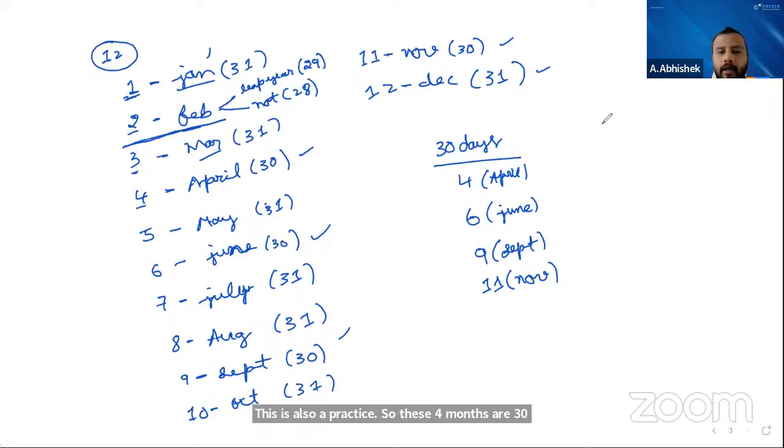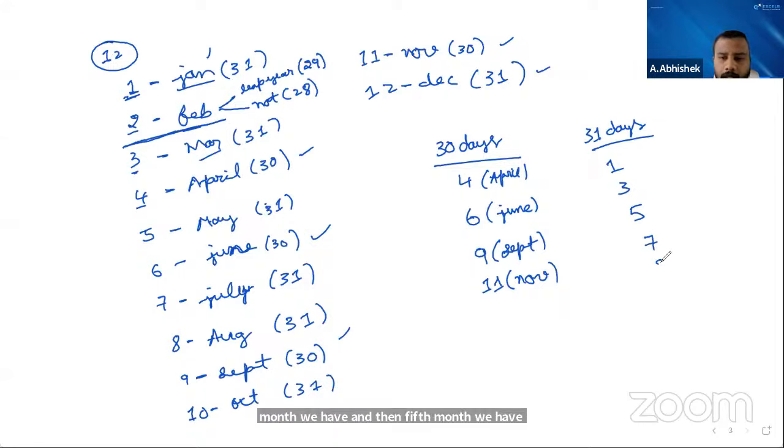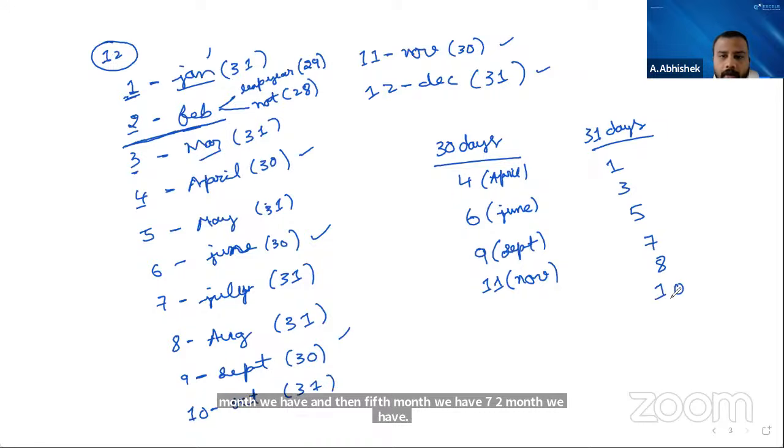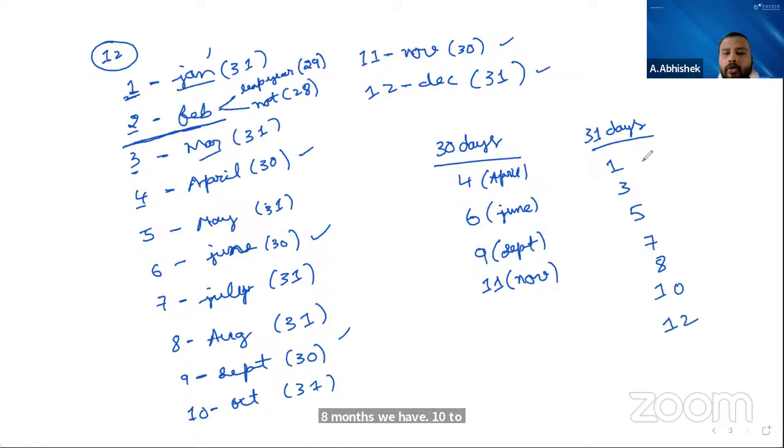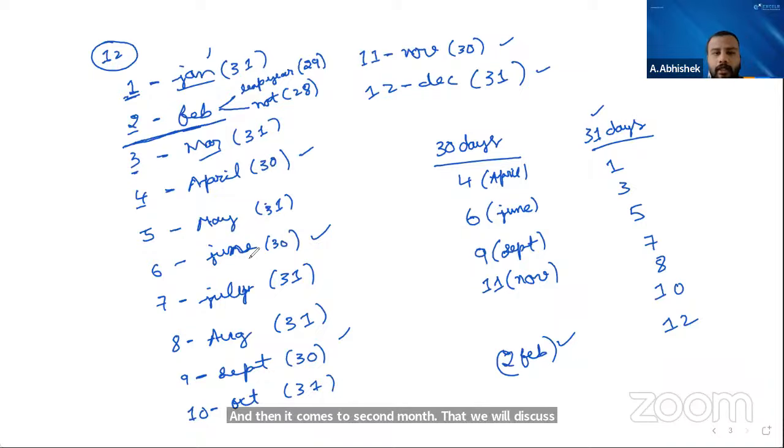Okay, correct? Now group 31 days. How many months do we have? 31 days: first month we have, and then third month, and then fifth month, seventh month we have, eighth month we have, 10th month we have, and then 12th. So these are all the months which are having 31 days. And when it comes to second month, Feb, that we will discuss later. We have to check whether it is leap year or not. Based on that, we have to decide, no?